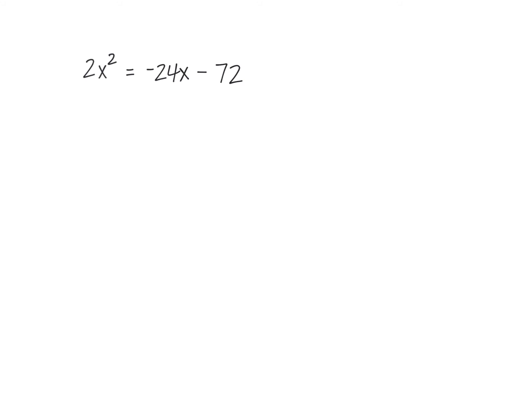All right, so this next one, I'm not going to solve all the way. I just want to talk about it. Again, it's an equation. You could solve it by graphing. I'm going to move everything over real quick. So add 24x, add 72. So I end up with 2x squared plus 24x plus 72.